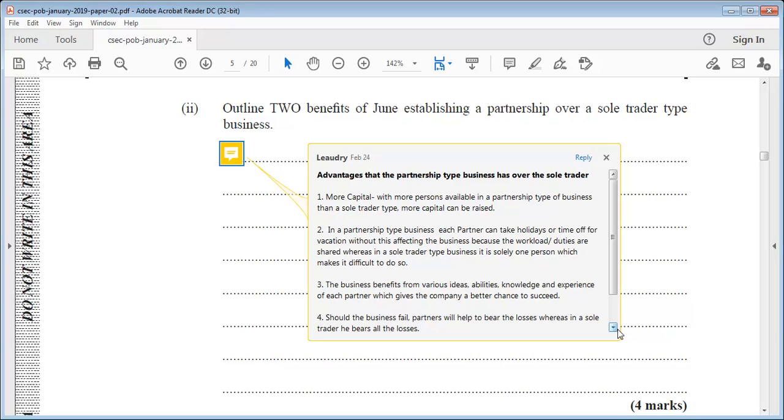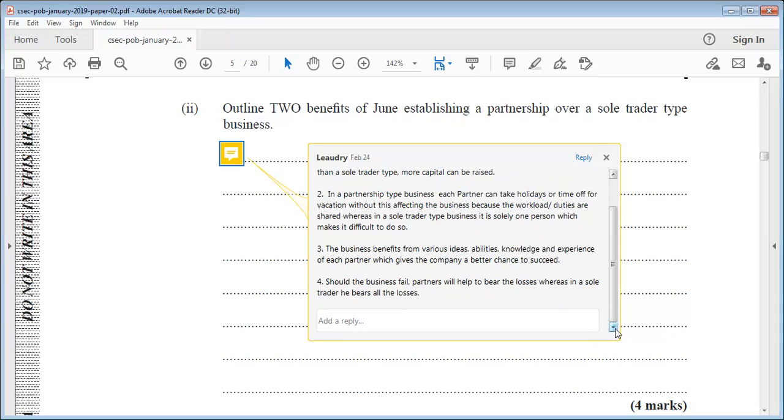In a partnership type business, each partner can take a holiday or time off for vacation without this affecting the business because the workload or the duties are shared. Whereas in a sole trader type business, it's just one person and it makes it more difficult for him to take a vacation from the business. Another advantage of a partnership over a sole trader, the business benefits from various ideas, abilities, knowledge, and experience of each partner, which gives the company a better chance of succeeding.